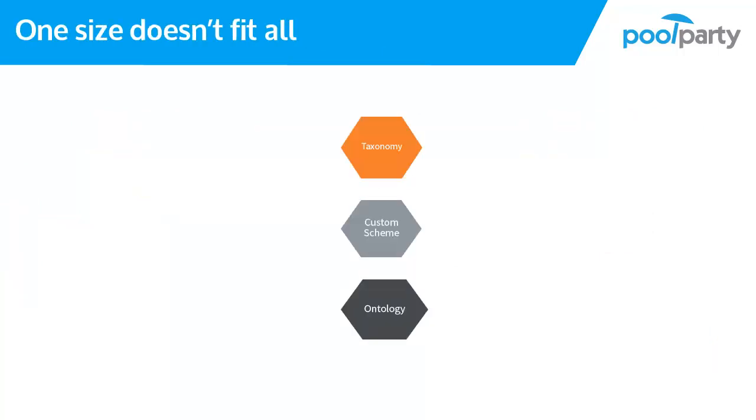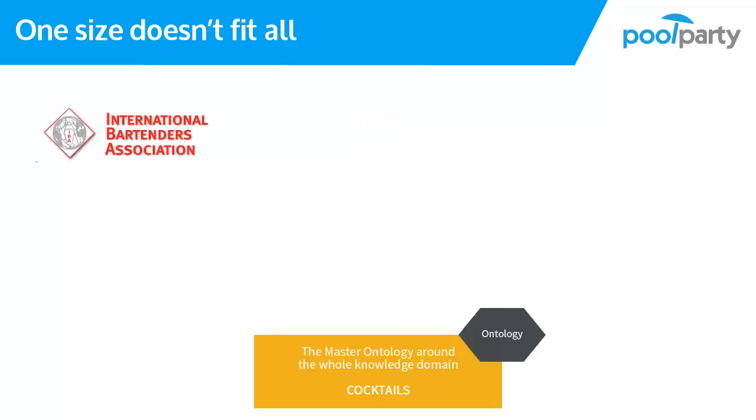Before I show you hands-on how to develop this semantic expressiveness, you also need to understand how taxonomies, custom schemes and ontologies play together in PoolParty. We differentiate 3 layers. Imagine the International Bartender Association builds a knowledge model around the world of cocktails that includes basically everything around cocktails. All cocktails, all ingredients, the corresponding recipes, a stakeholder overview as beverage brands, distributors, bar chains, award-winning bartenders, and so on.